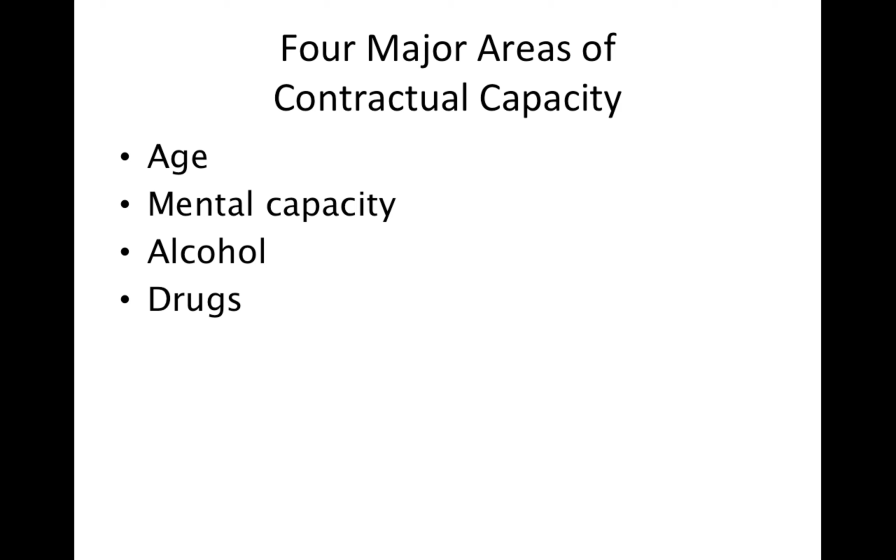So with age, we know that in the United States, the age of majority in every jurisdiction is 18 now. When it comes to contracts, you find different age of majority statutes for different areas of the law. But when we're talking specifically about contractual capacity, you're considered an adult when you're 18.